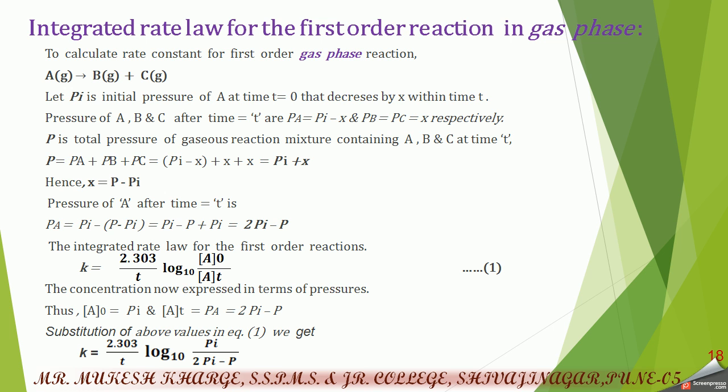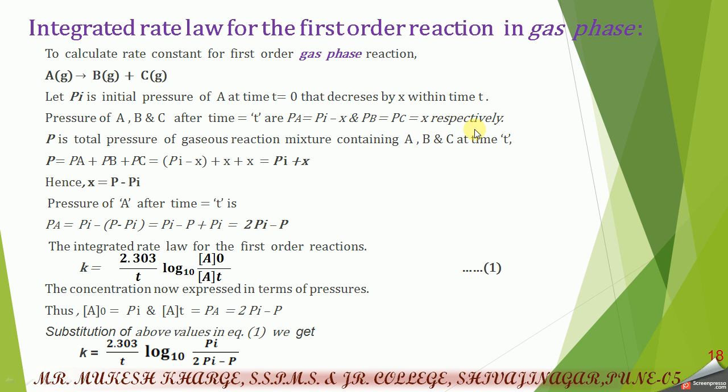Now we have to calculate the pressure of A, B and C when time t passes. From initial pressure Pi, x amount of pressure will decrease for that reactant. So what is the pressure of A at time t? It is Pi minus x. And x pressure of B and C is generated. So Pb is equal to Pc is equal to x respectively.